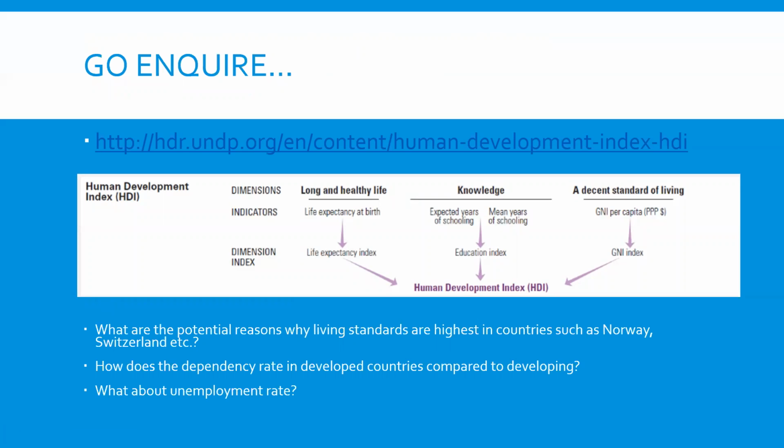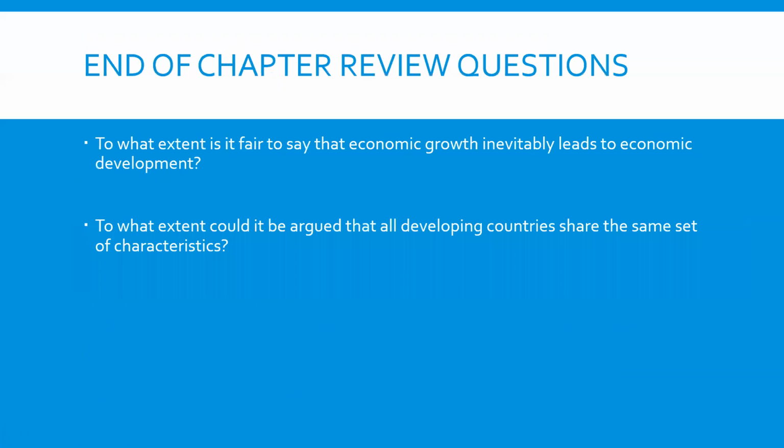So I recommend, just to get a head start, you look up this Human Development Index. We'll talk about this a bit later. Remember we talked about GDP not being a great measure for capturing development. This is an alternative. And you can see why living standards are higher in some countries. You can see how the dependency rate compares in developing versus developed countries, and also the unemployment rate. So have a look at that. And then think about these questions here. These are potential exam questions.